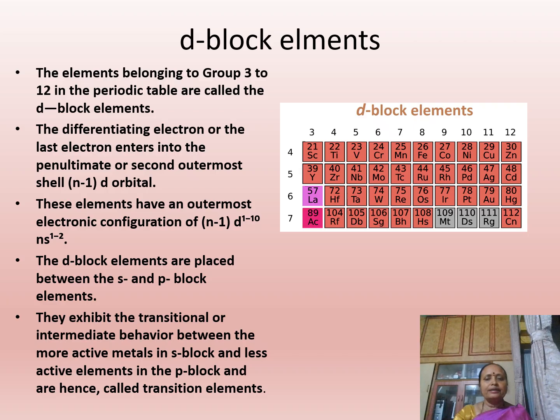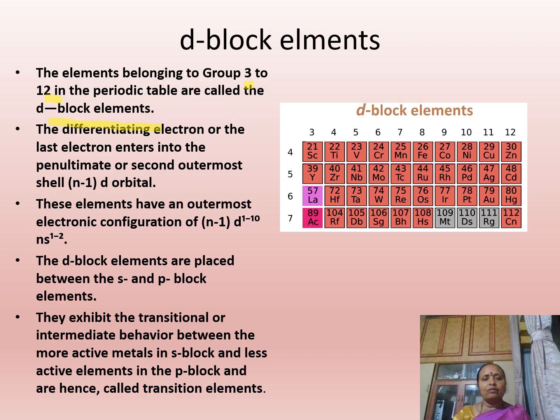Next, coming to the d block elements. The d block elements are placed between the s and p block. They are called d block elements because the differentiating electron or the valence electron is received in the d orbitals of the element. The elements belonging to group 3 to 12 in the periodic table are called d block elements.